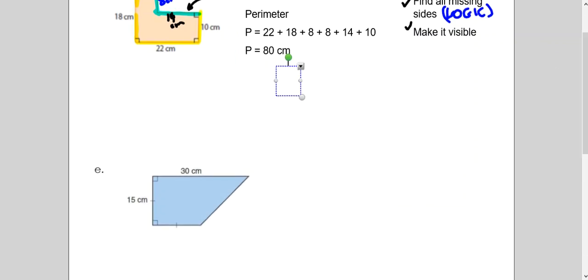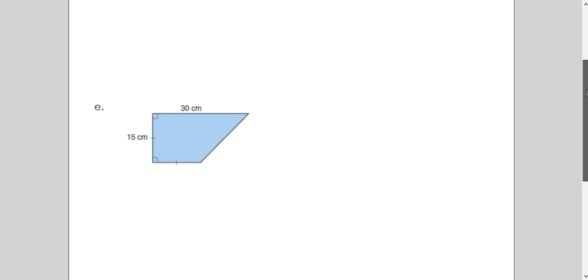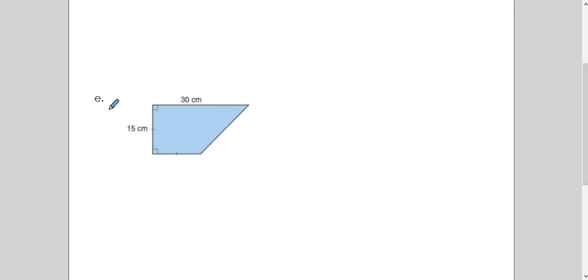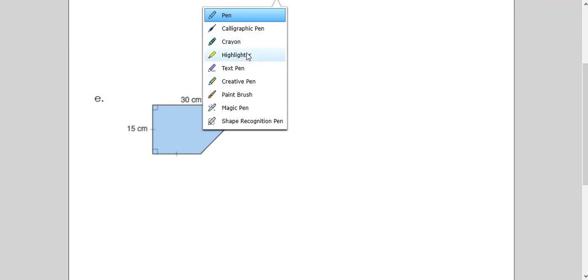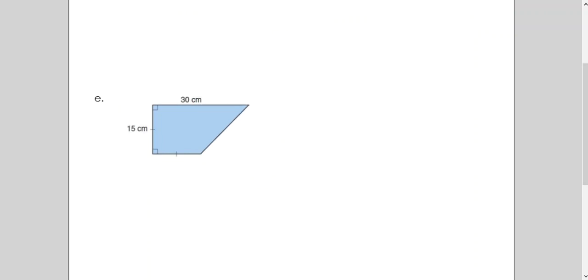All right, so let's look at another one here. Kind of like a trapezoid, but let's see what we could come up with. Well, what do we know? Well, we know that that is 15. We know that is 30, and that's all we know right now. Well, the question now is, what is that, and what is that?